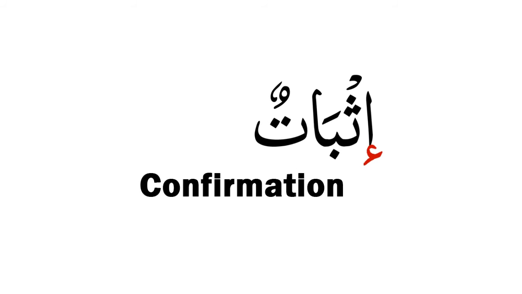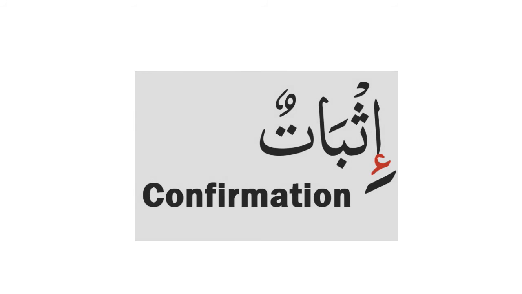Another example is ithbatun, which means confirmation. Here you can see that there is a tiny hamza sign under this alif. It is written here to show you that there is a kasra under this alif and that it is not the plain alif which you have read in the Arabic alphabets.